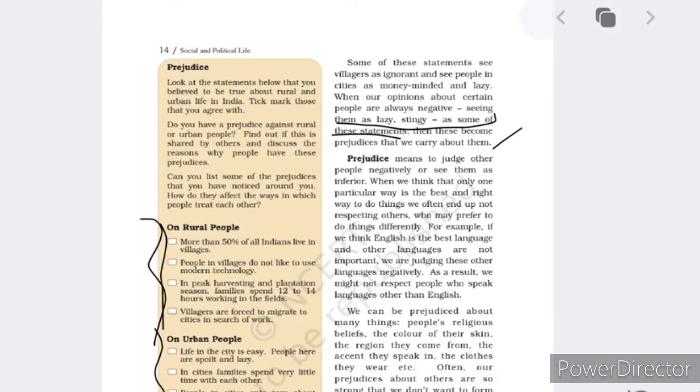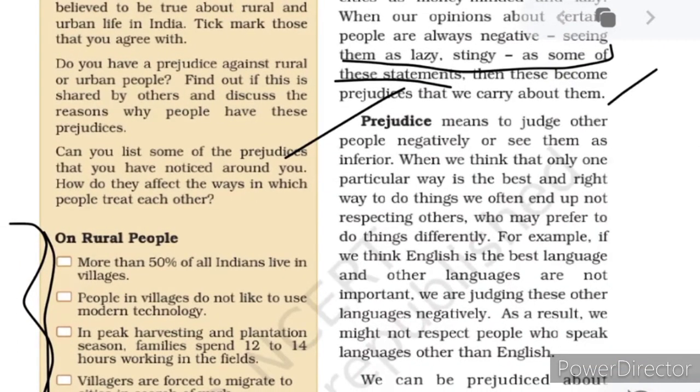You are going to write about this prejudice in your copy. So prejudice means to judge other people negatively or see them as inferior. So this is the definition of prejudice. When we think that only one particular way is the best and right way to do things, we often end up not respecting others who may prefer to do things differently.